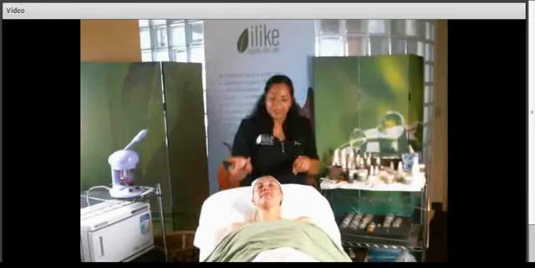Usually I don't extract more than 10 minutes because you don't want to cause too much inflammation. And make sure that you get everything out when you do extractions. Keep pressing it until you see nothing comes out or until you see that clear blood come out, and you know it's done.